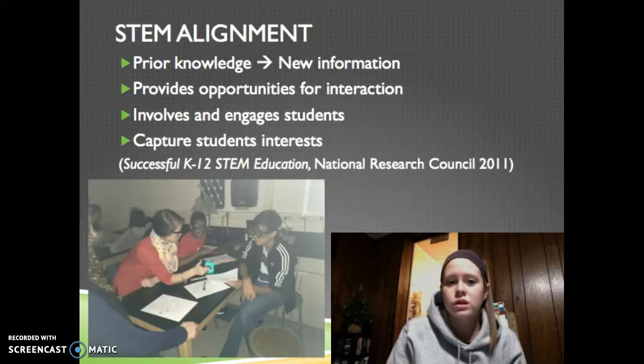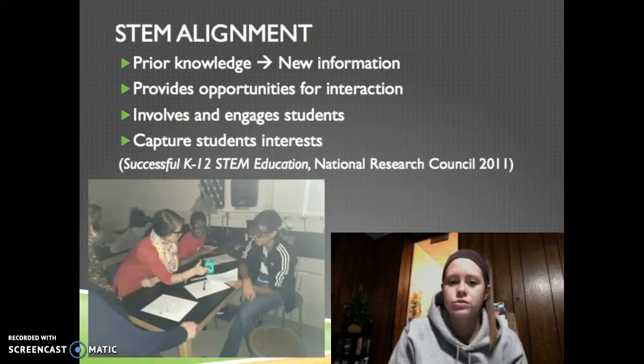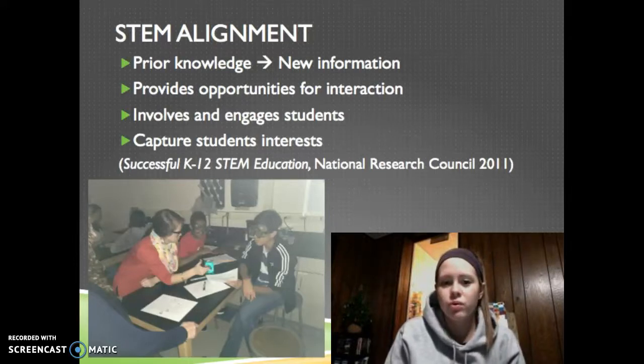It provides opportunities for interaction, so the students are going to interact with each other. They'll interact with me as I come around and ask them questions and kind of pick their brains a little bit about what they're seeing. It involves and engages the students. It's a hands-on activity. They get to actually see what's going on and see the kinetic molecular theory occurring. And it's going to capture the students' interest. It's funny when I say, hey, we're going to use glow sticks, and they say, oh, glow sticks, that's awesome. So it's something simple and inexpensive that's easy to capture their interest.